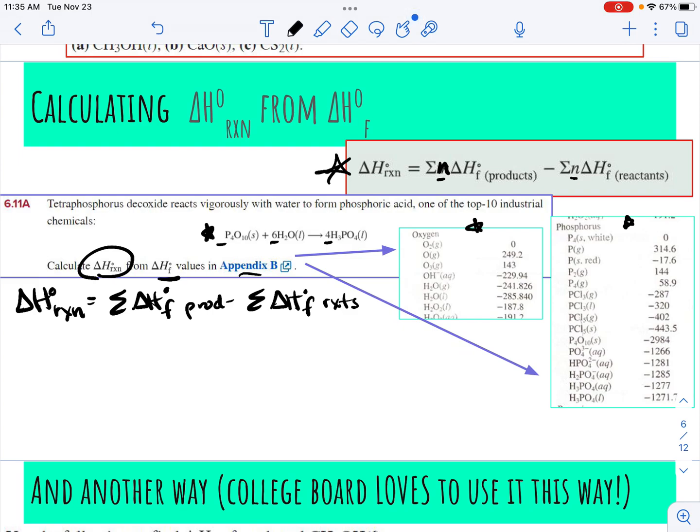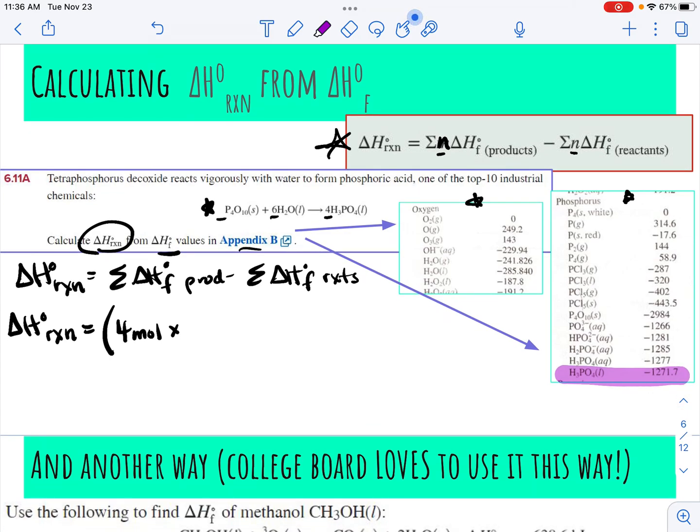And I'm going to set this up. Products first. This is a really big place that you make mistakes. So remember that you have to do products first. It's always final minus initial. And that would be, for the products, 4 moles of H3PO4 liquid times the standard heat of formation of H3PO4 liquid. I have to be really careful and make sure that I use the liquid, not the aqueous. So that would be times negative 1271.7 kilojoules. And that's my only product.